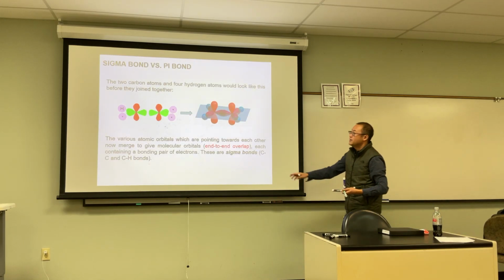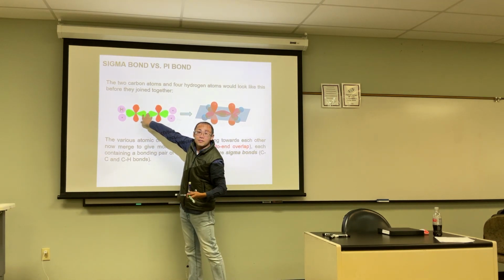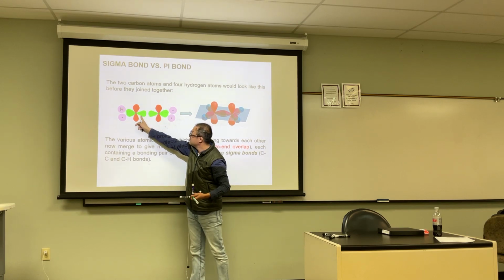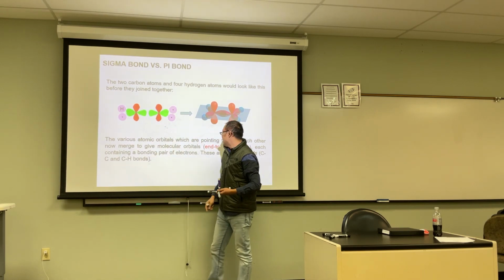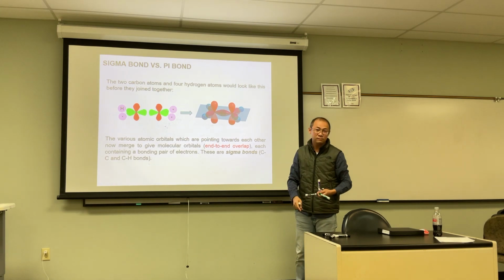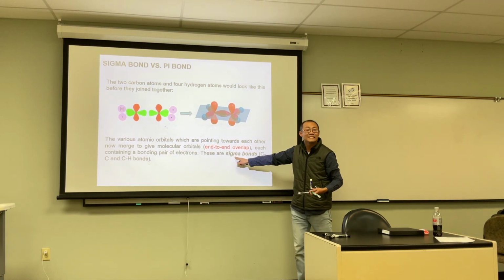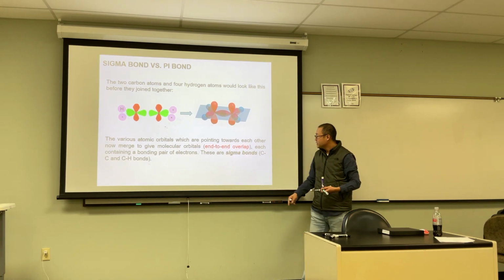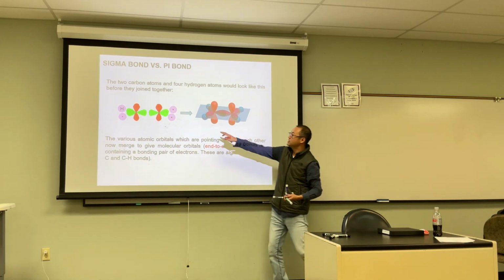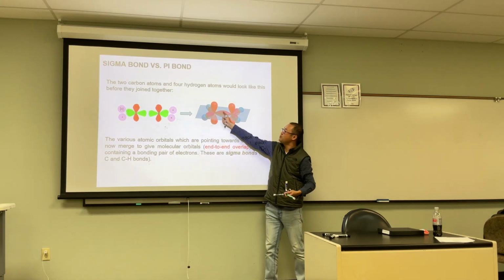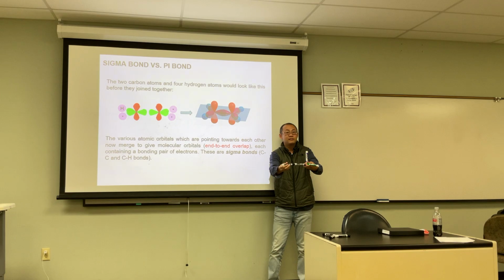Take a look. This is the sp2 I'm showing here. You see that? They're bouncing head to head. We call this bond a sigma bond. They're end-to-end overlap. We call this bond a sigma bond over here. Sigma bond. This sigma bond over here. You guys see that? sp2, they're a sigma bond.